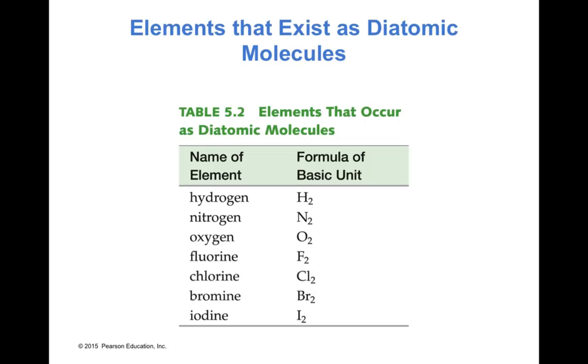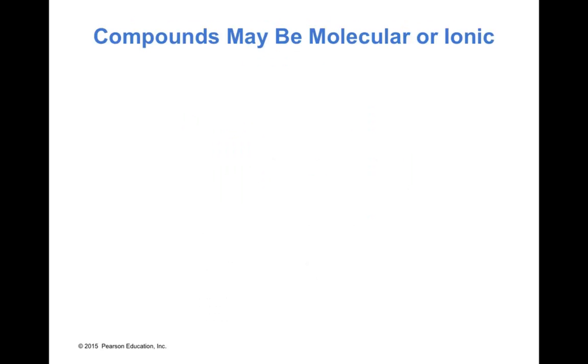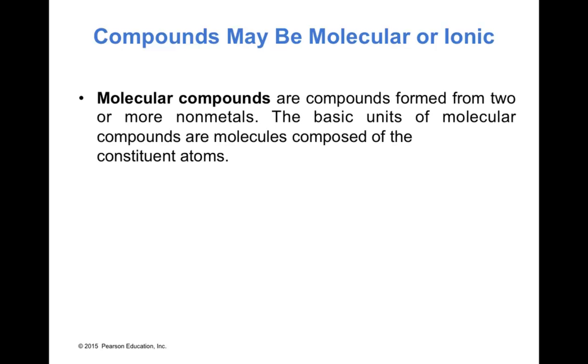Now let's talk about the compounds. We have been talking about the elements. Now let's talk about the compound. We can have two different classifications: the molecular one or the ionic. Molecular compounds are compounds formed from two or more non-metals. The basic units of molecular compounds are molecules composed of the constituent atoms.